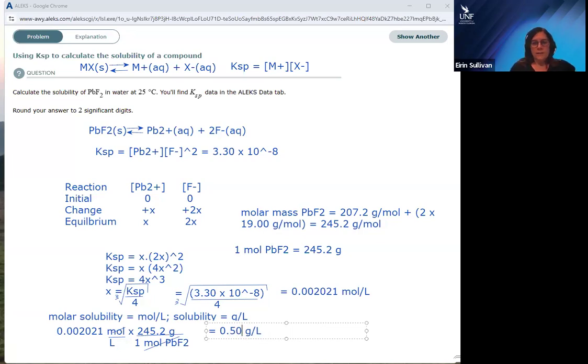All right, so hopefully that is helpful for you. The main thing to watch out for is the stoichiometry of your equilibrium. So watch out if you don't have a one-to-one stoichiometry. Make sure you reflect that in your ICE table. So it appears both in the KSP expression and in the change row of your ICE table. So just be aware of that.